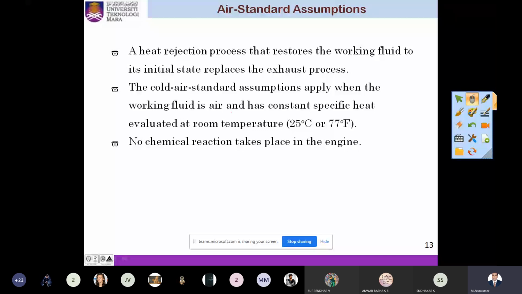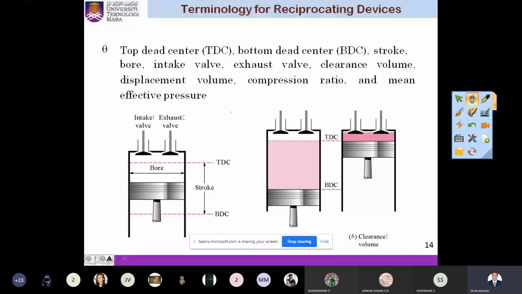Then these are the terminologies for reciprocating devices. A piston cylinder arrangement is a reciprocating device. So we have to understand the terminologies used in the piston cylinder arrangement. There will be a TDC and BDC: TDC means top dead center, and BDC means bottom dead center. TDC is the top of the cylinder, and BDC is the bottom of the cylinder. This is the volume, right? Then stroke means the travel from TDC to BDC. This is called one stroke.